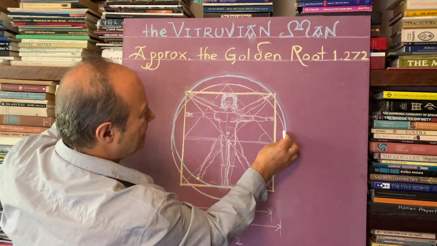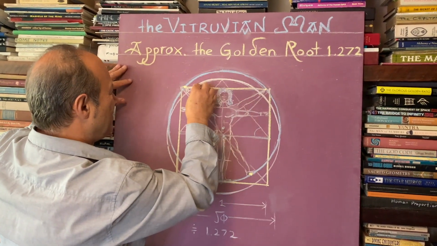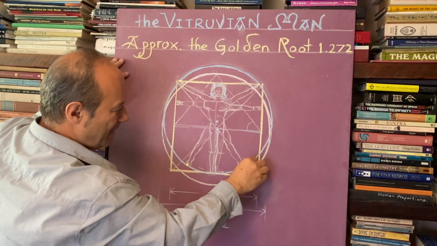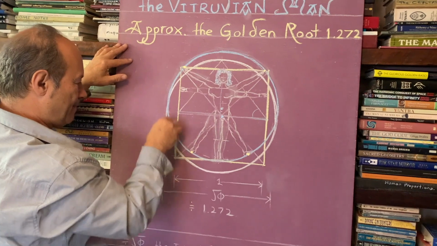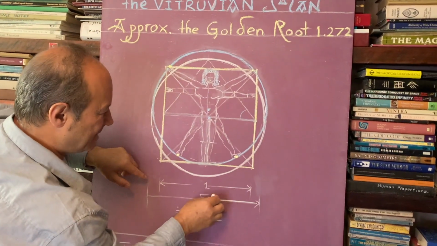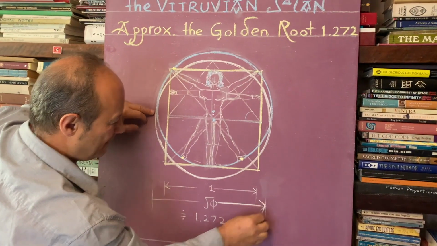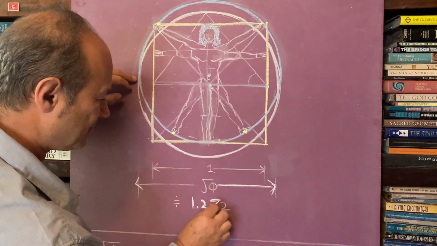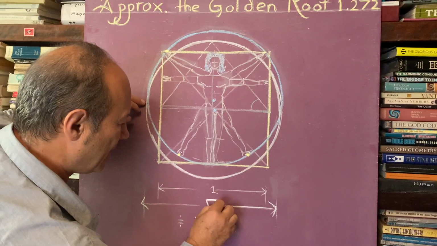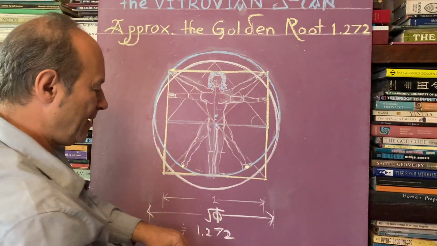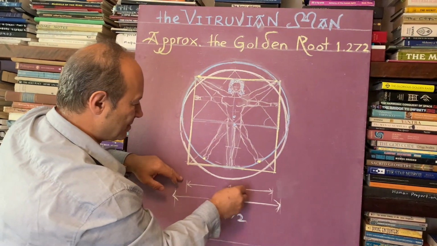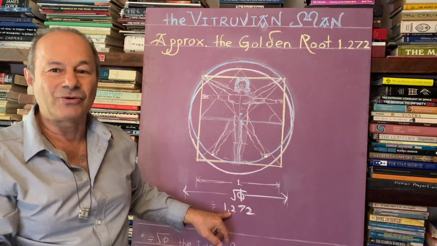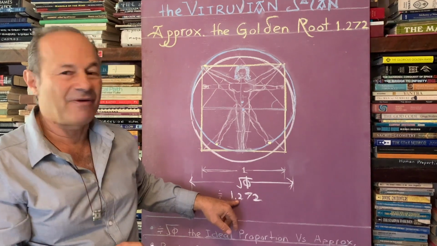I'm going to do it again, and it's centered around the groin now. It's still the same one that Leonardo had. And now we can measure it. The diameter of this white circle now is 1.272, which is called root phi. It's called root phi, and that's according to the square being 1. So that means only the subharmonics of the golden mean can create the perfected man.